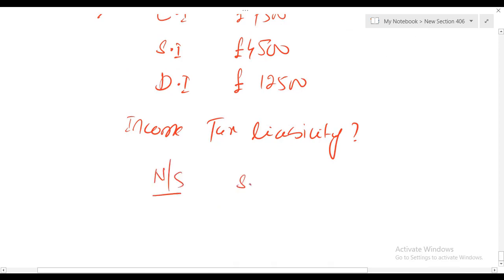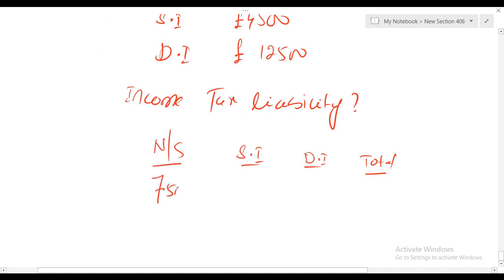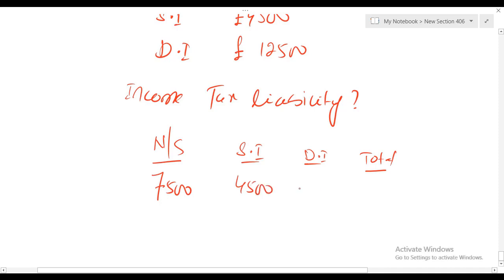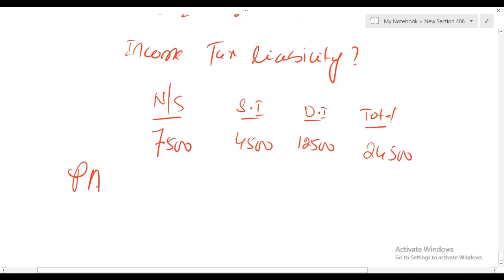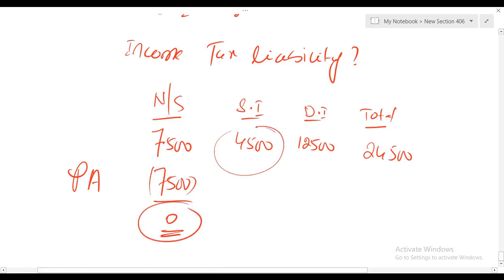So you have to make 3 columns: non-saving, saving, dividend income, and total. Non-saving 7,500, saving income 4,500, dividend income 12,500. 7,500 plus 4,500 plus this, we get 24,500. Personal allowance. Okay. It can now be clearly seen that non-saving income after deducting a personal allowance has taxable income of 0, and the entire 4,500 falls in the starting rate band. So I am changing the sequence. Now I am not deducting the remaining personal allowance from saving income. The remaining personal allowance I should deduct from dividend income. So 12,570 minus 7,500, the remaining unused personal allowance is 5,070.